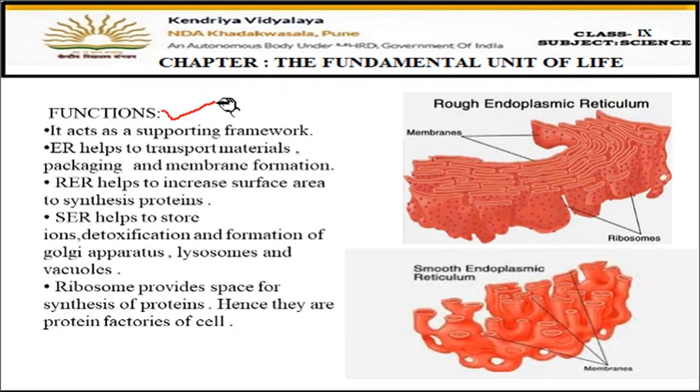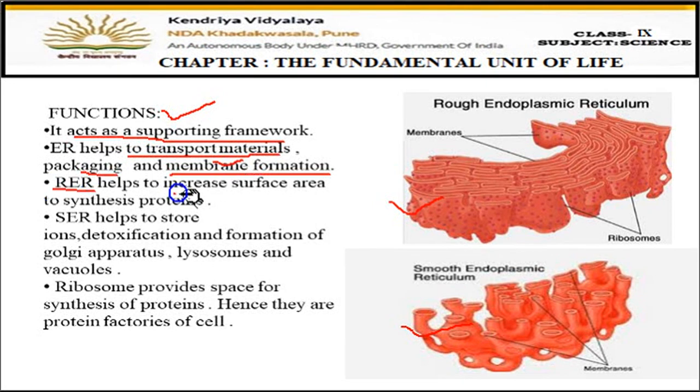Let us see the functions. This is again the structure of rough, and this is the structure of smooth endoplasmic reticulum. So it acts as a supporting framework. It helps to support the cell because of its tube like structure, so it provides rigidity, it provides a framework like bones provide a framework to our body. In the same way ER provides a framework for the cell. It helps in the transportation of materials, which can be transported through these tubes. Okay, and packaging and membrane formation, as proteins are formed here, so it helps in the membrane formation because proteins are needed in the membrane formation.